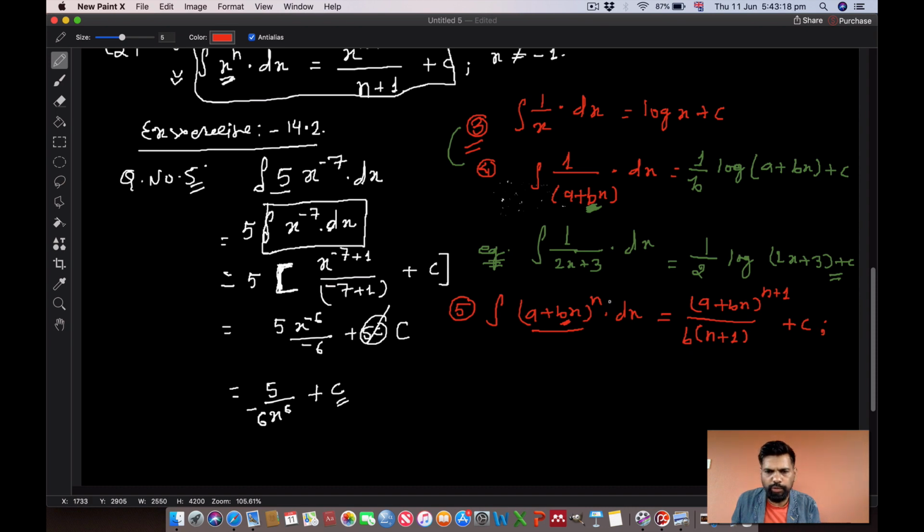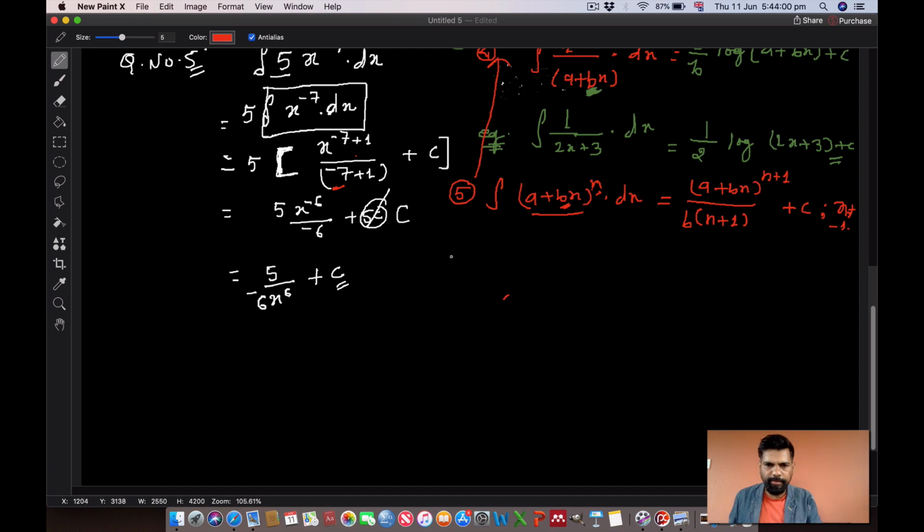Once again, when n is in negative form, then it doesn't work. That is, n is never minus 1. So what happens when n is equal to minus 1? When n is minus 1, it goes to formula number 4. Okay, so I think these are very simple.